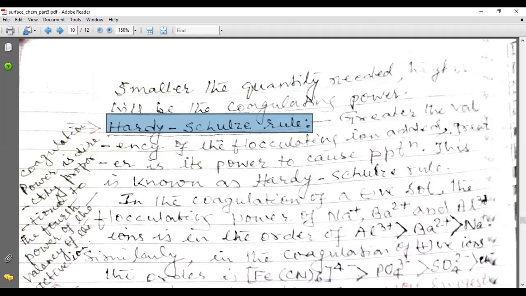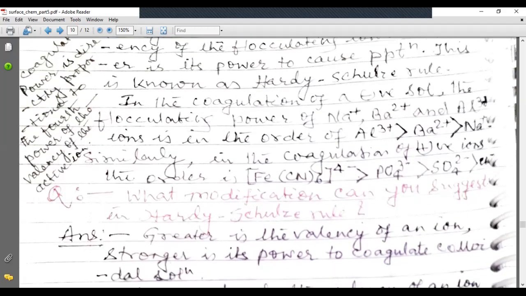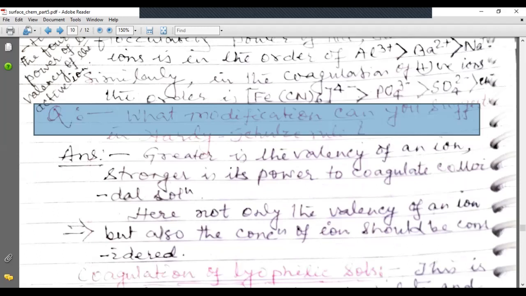Similarly, in the coagulation of positive ions, the order is Fe(CN)6 4- > PO4 3- > SO4 2- > Cl-. So one important question is here: what modification can you suggest in the Hardy-Schulze rule? Greater is the valency of an ion, the stronger is its power to coagulate colloidal solution.